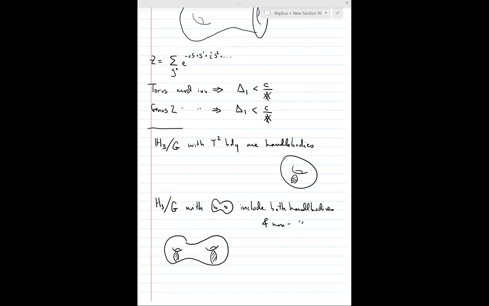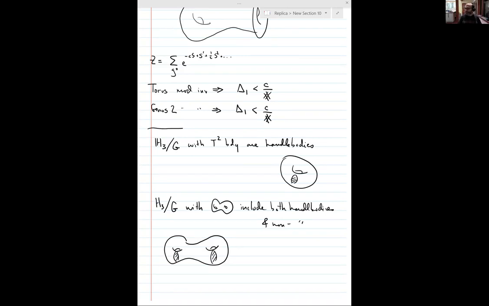No, modular bootstrap is never going to beat c over 12, because you can write down modular invariant partition functions that have gaps of size c over 12. With negative things, right, as you said. Well, no, sorry, I should take that back. You can write down chiral theories with gaps of size c over 12. So yes, there are non-parity invariant theories that have gaps of size c over 12. I sincerely doubt you're ever going to be able to beat c over 12.